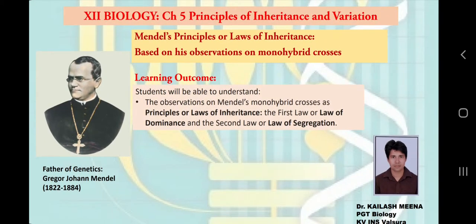What will be the learning outcomes after watching this video for the students? Students will be able to understand the observations on Mendel's monohybrid crosses as principles or laws of inheritance: the first law or law of dominance and the second law or law of segregation. So what are those laws?